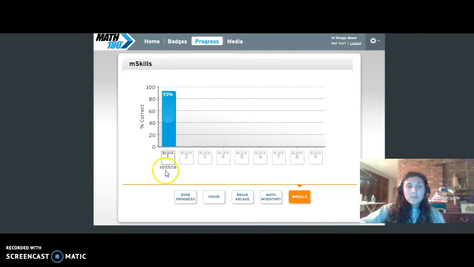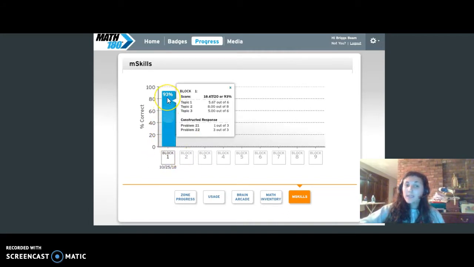And then MSkills. He is on block two, so you would have noticed he took his test for block one, got a 93, which is pretty good. And that test is actually a combination of what he learned in class in the group instruction and on this software. And it's multiple representations. It's them being able to learn things in so many different ways, but it's the same idea. And I absolutely love it.